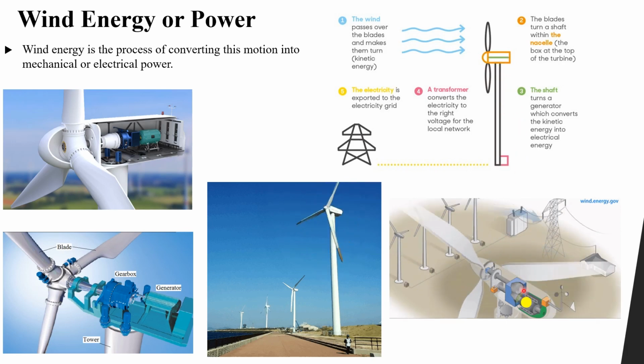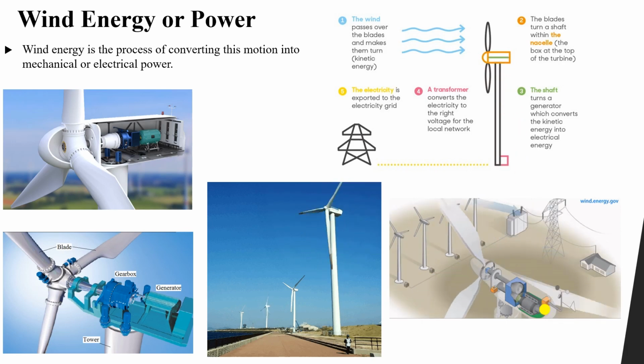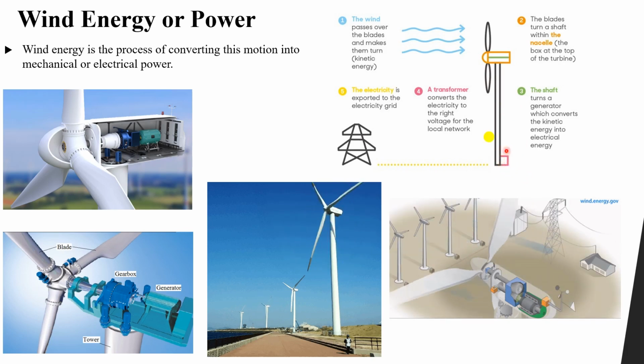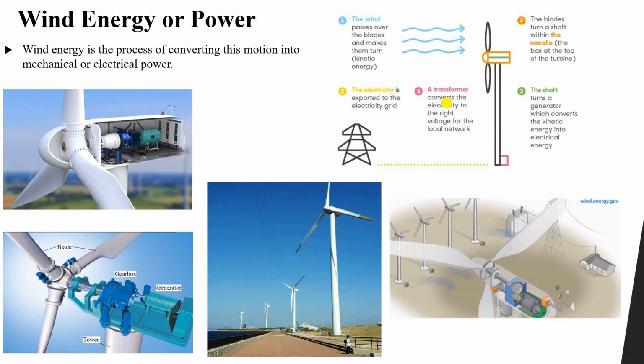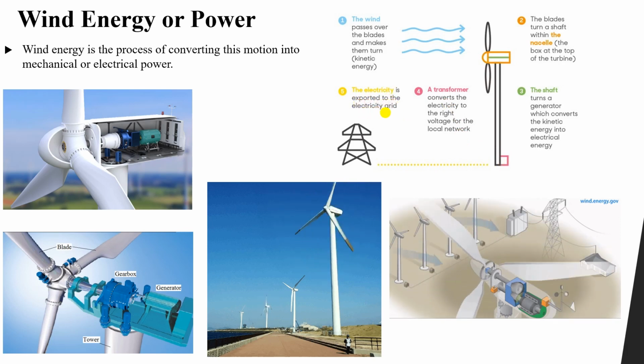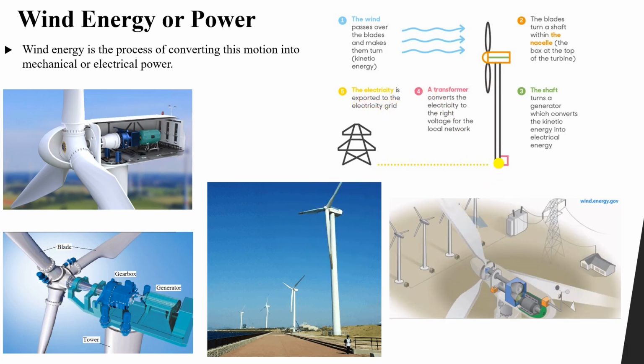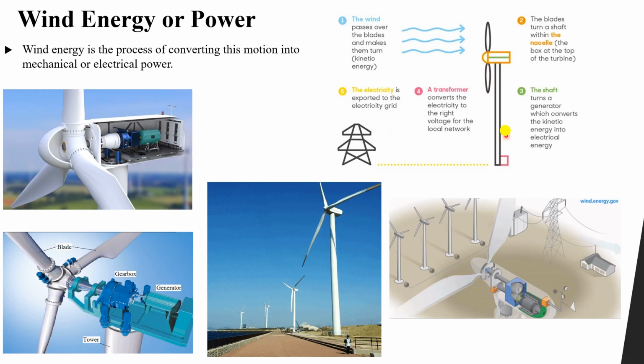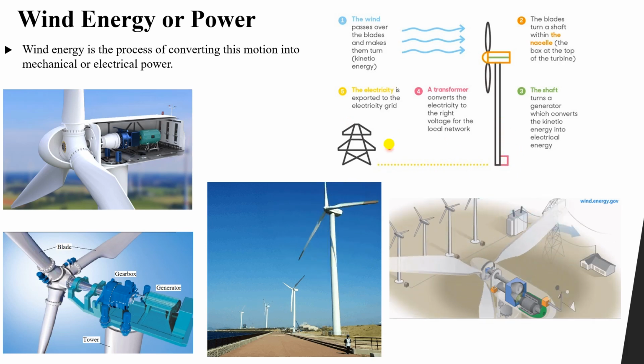Then the electrical energy produced from this generator is connected to a transformer. What is the benefit of the transformer? The transformer is used to step up the voltage required for the grid. So the electricity is exported to the electricity grid using the transformer. Here the transformer is connected to the power grid, and it increases the voltage required for connection to the power grid.